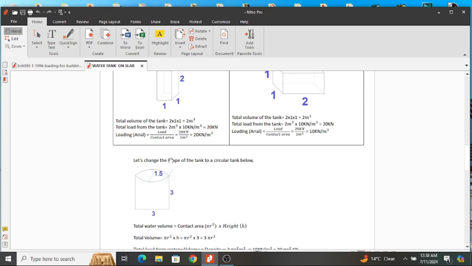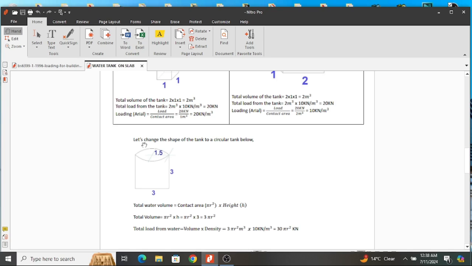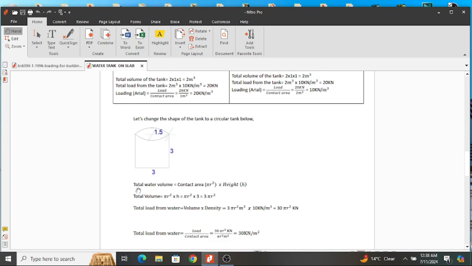Let us consider a different shape of a tank. Let's change the shape of the tank to the circular one as shown here. The total volume of water from this tank is given by the contact area, which is pi r squared, multiplied by the height, which is 3. That is 3 pi r squared.